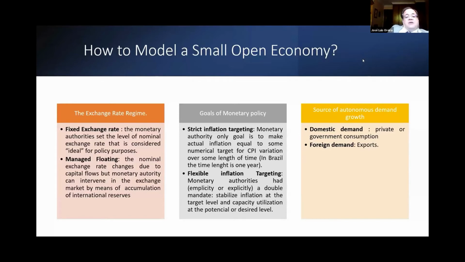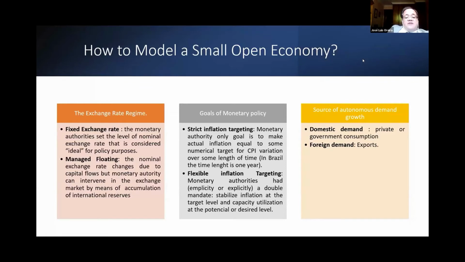Another issue is about the goals of monetary policy. I think that we can have basically nowadays two goals or two frameworks for monetary policy. The first one is what I call strict inflation targeting. That is the case of Brazil. The monetary authority's only or most important goal is to make actual inflation equal to some numerical target for CPI variation over some length of time. In Brazil, the time length is 1 year.